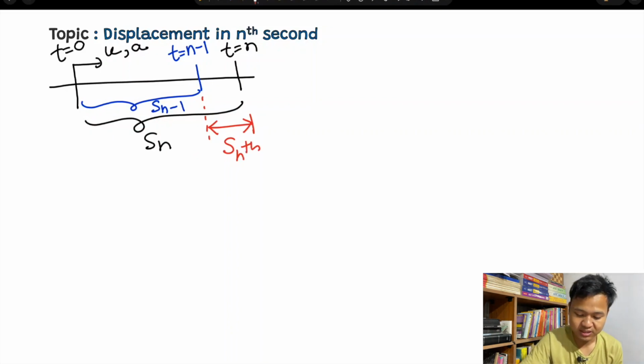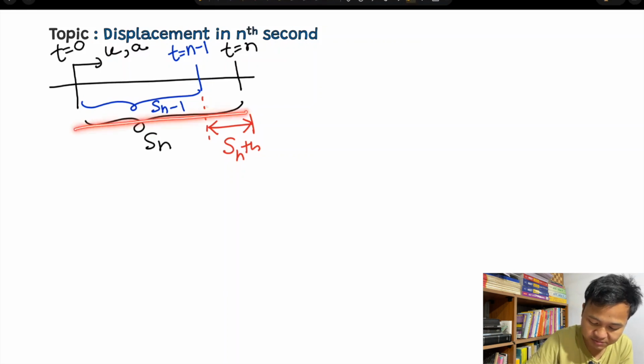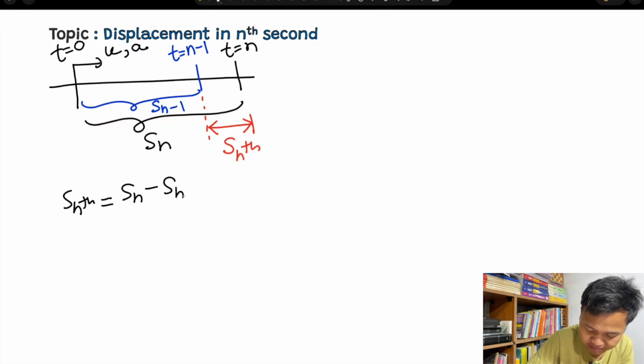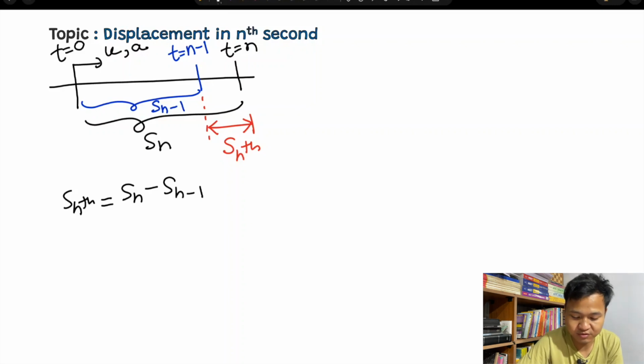Right? So what is the S net? From here you subtract this. So S net will be given by Sn minus Sn minus 1. Okay, so if you subtract, the difference in the distance is the S net.